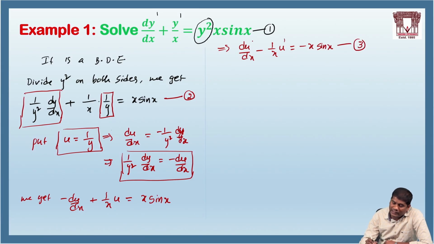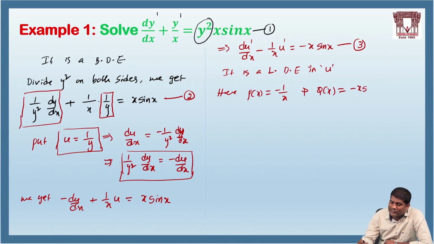Here u has power 1 and its derivative has power 1, and on the right hand side we have only one function in terms of x, so we can say it is a linear differential equation in u. So here p of x is the u coefficient, that is minus 1 by x, and the right hand side function q of x is minus x times of the sine x.